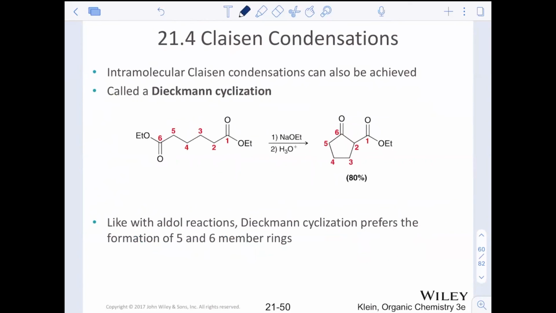Intramolecular Claisen reactions actually just have a very fancy name. It's called the Dieckmann cyclization. Like aldol reactions, this cyclization prefers 5 and 6 membered rings. It occurs the exact same way. We form the exact same style things, beta keto esters.